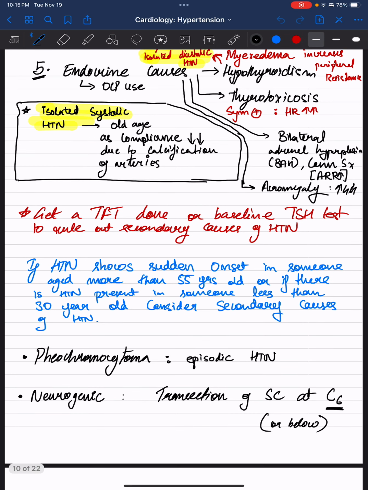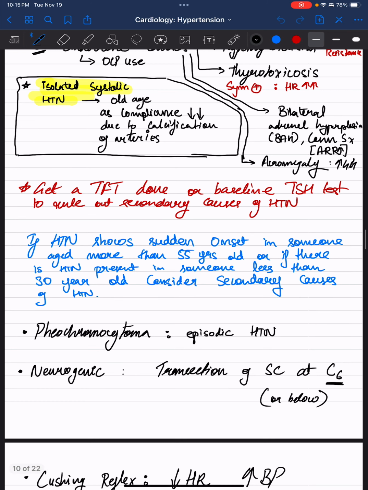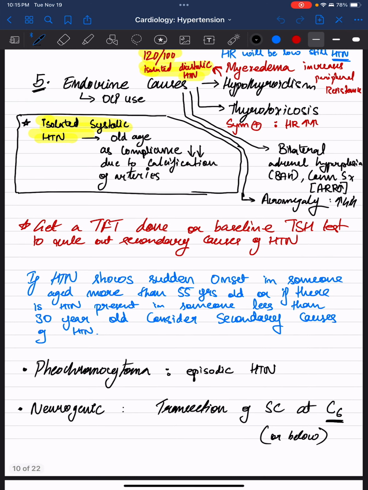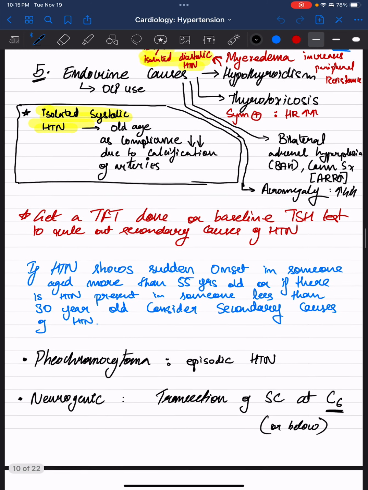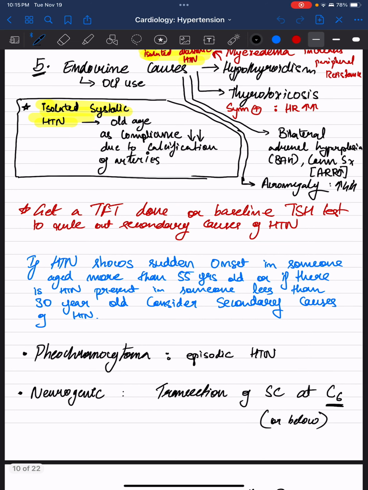In bilateral adrenal hyperplasia, BAH, or Conn syndrome, the aldosterone renin ratio will be increased, and acromegaly will cause an increase of growth hormone. There can be isolated systolic hypertension. So in old age, as compliance of the arteries decreases due to the calcification of the arteries.